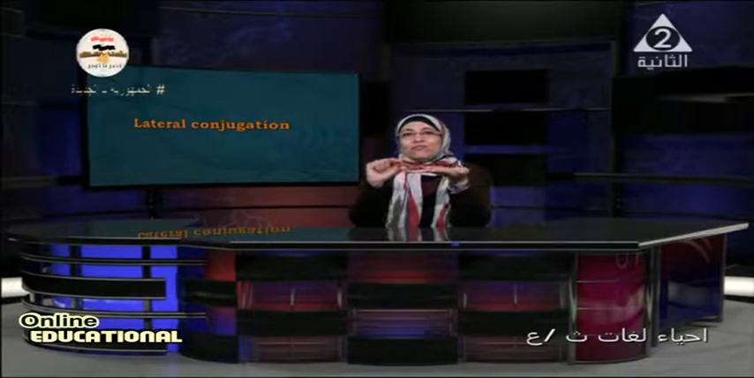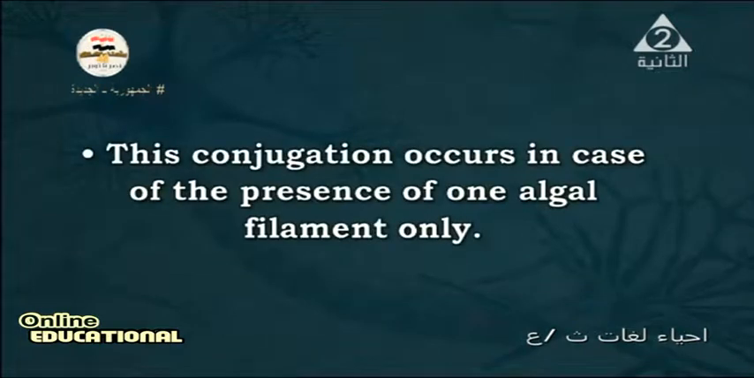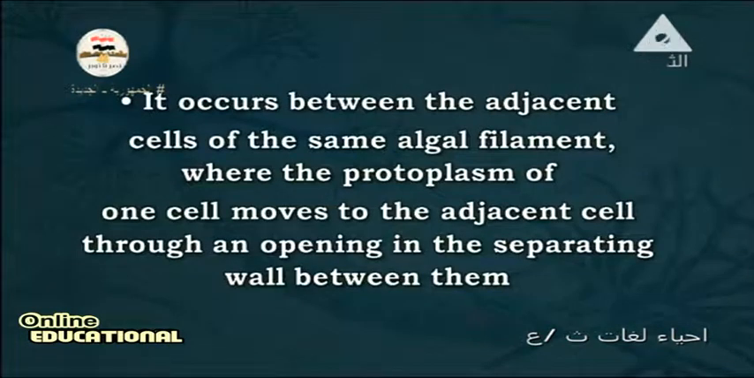What happens for the spirogyra? We can see what happens for this. Lateral conjugation occurs in the presence of one algal filament, only one filament. It occurs between adjacent cells, meaning the cells become near to each other. Two cells neighboring each other in the same algal filament, where the protoplasm of one cell moves to the adjacent cell. The protoplasm transfers from one cell to the neighboring cell by a small opening in the wall separating them.